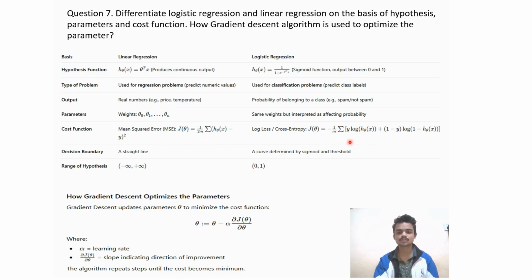Logistic regression uses log loss, cross entropy: J of theta is equal to minus 1 by m summation of y log h theta of x plus (1 minus y) log of (1 minus h theta of x). Decision boundaries: linear regression gives a straight line and logistic regression a curve. Range of hypothesis: in linear regression minus infinity to plus infinity, and in logistic regression 0 to 1. How gradient descent optimizes the parameters: theta is equal to theta minus alpha times delta J divided by delta theta, where alpha is the learning rate.